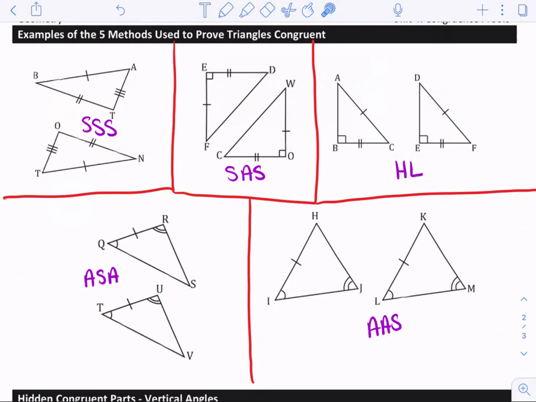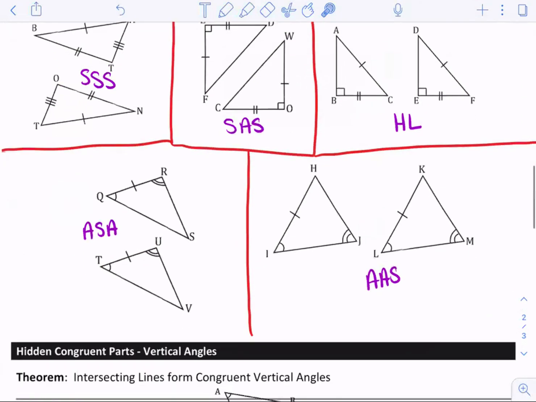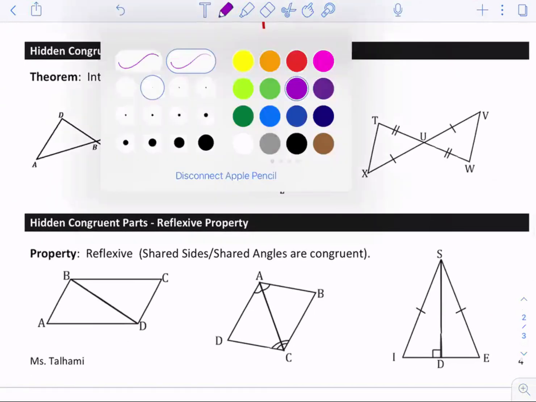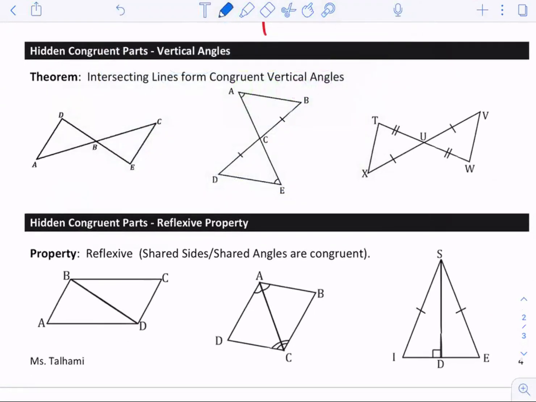The one extra piece of information that I want you to know is that they don't always mark what's congruent. Sometimes they ask you to find a hidden part. So what I mean by a hidden part is there are 2 kinds of hidden parts. I'm going to label them for you. This is the first one. The first kind of hidden part is when you have vertical angles. And here's the second type of hidden part called a reflexive. So those you have to mark on your own if it's not already marked.